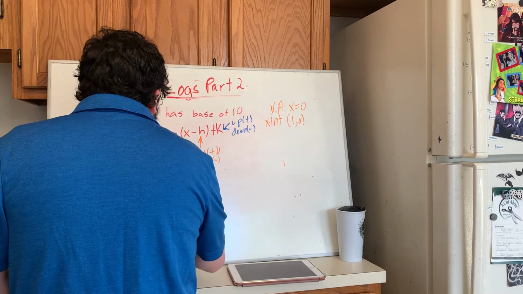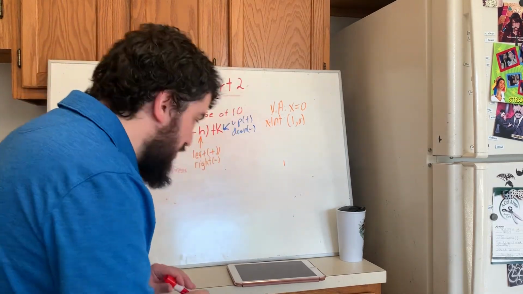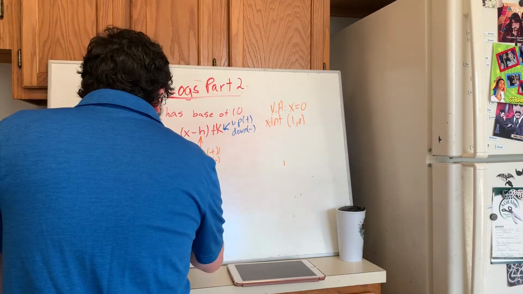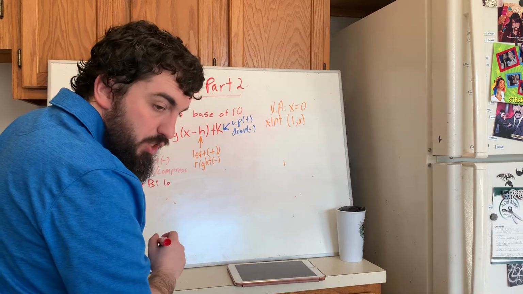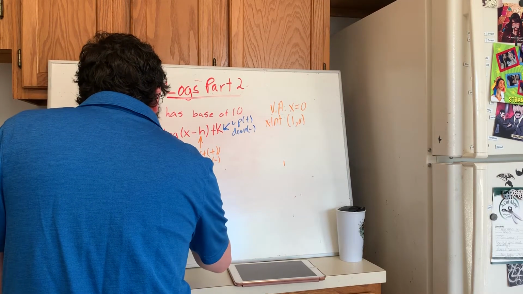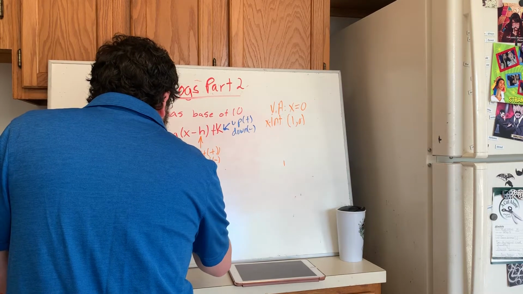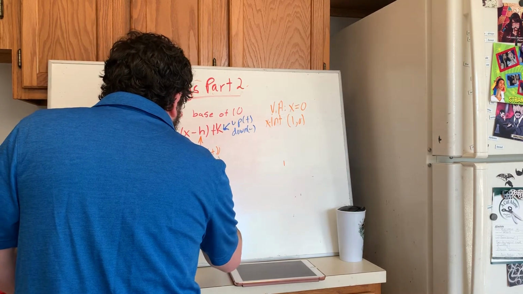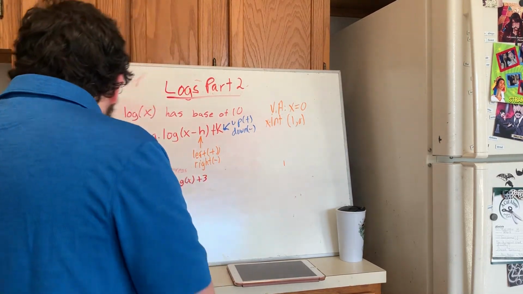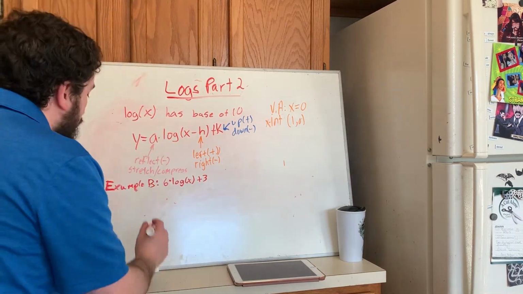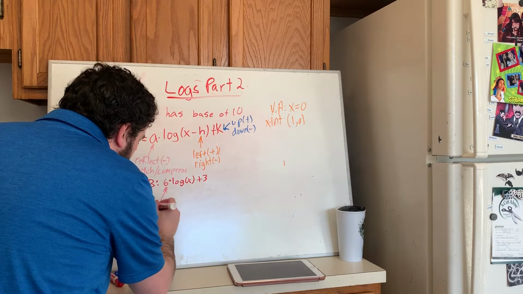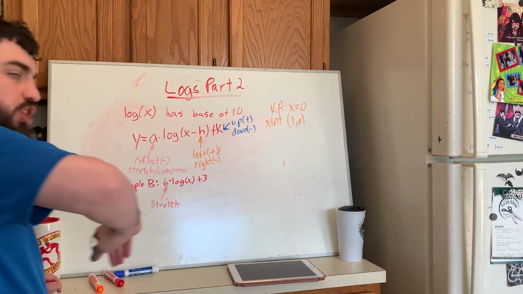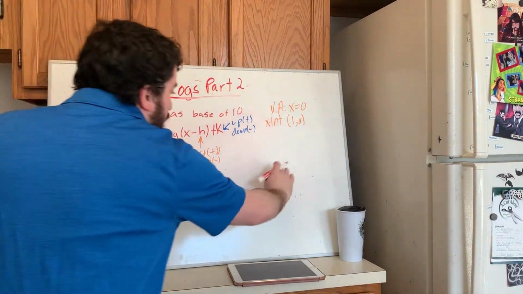Example B states that we have the log, 6 times the log of x, and then outside the parentheses a plus 3. Since I have a number in front, and it is a number bigger than 1, this tells me it just stretches vertically. So I want to draw this kind of taller, a little more exaggerated going up.